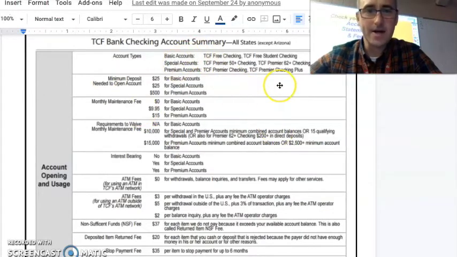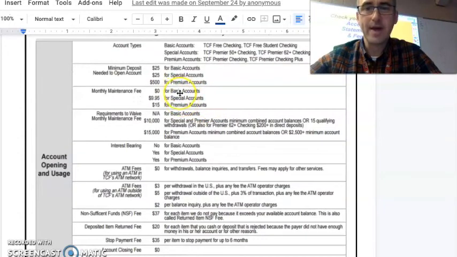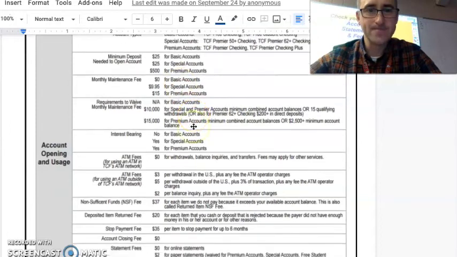On this banking account summary, it talks about the different types of accounts they have. It talks about minimum deposits. It talks about monthly payment fees. And there, as you see here, there's different types of accounts. So depending on your type of account, you may have a different fee. So pay attention to that when you're looking at the questions.